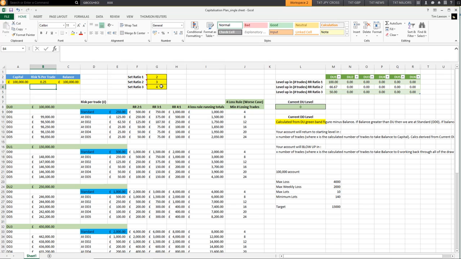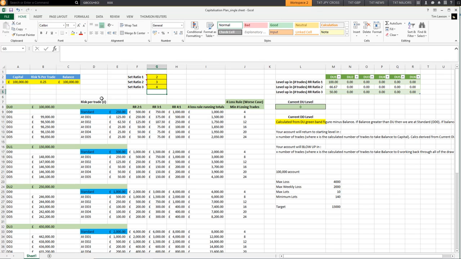So for example, if I change ratio 3 to, let's say, 8 to 1 risk reward, okay, you'll notice it doesn't change any of these figures here, but it will change this figure here to 25 trades. I'll just change that back to 4, and that now becomes 50 trades required at essentially a 4 to 1 risk reward to get us up to our next draw up level.